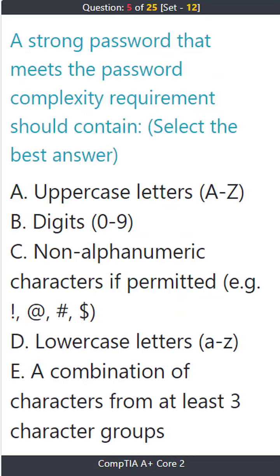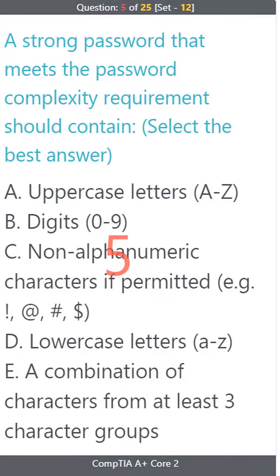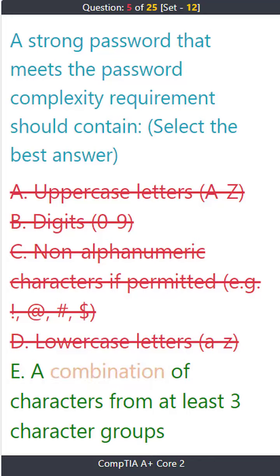Question 5. A strong password that meets the password complexity requirement should contain, select the best answer. A. Uppercase letters, A-Z. B. Digits, 0 to 9. C. Non-alphanumeric characters if permitted, e.g., @, #, $. D. Lowercase letters, a-z. E. A combination of characters from at least 3 character groups. The correct answer is E. A combination of characters from at least 3 character groups.